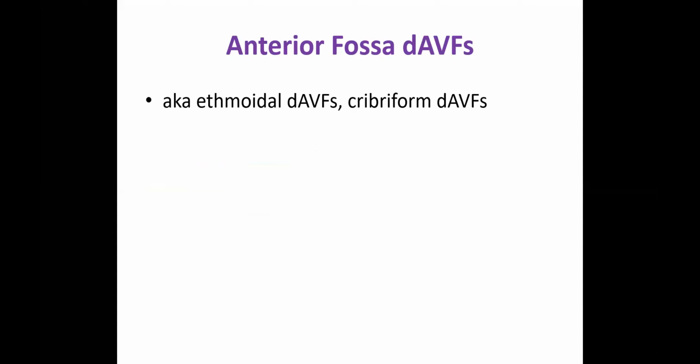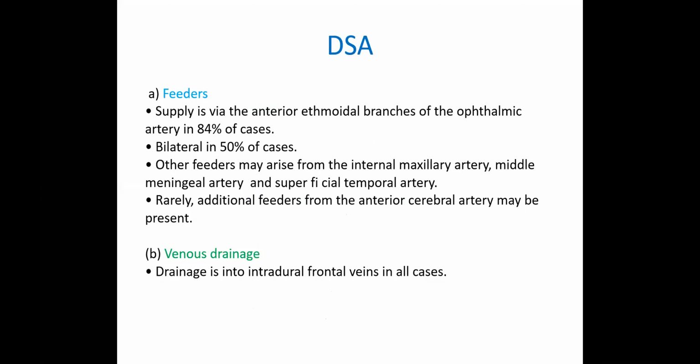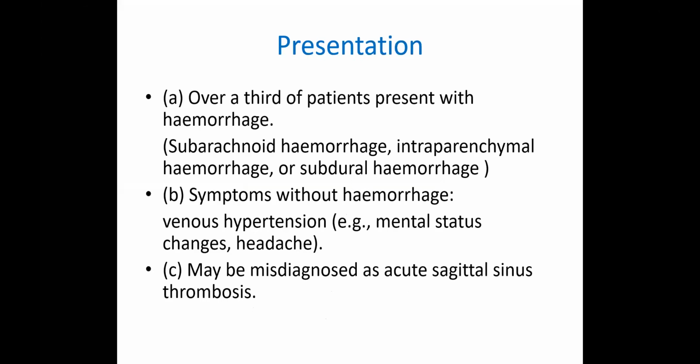Another dural AVF we can see in the anterior fossa, which is also known as ethmoidal dural AVF or cribriform dural AVF. So presentation is in 62% hemorrhages. Another type is superior sagittal sinus dural AVF. This consists of 5% of intracranial dural AVF.